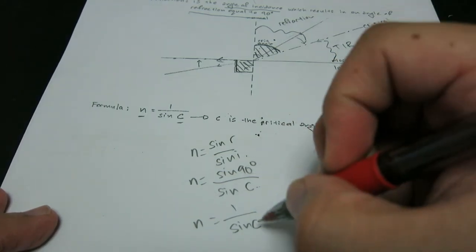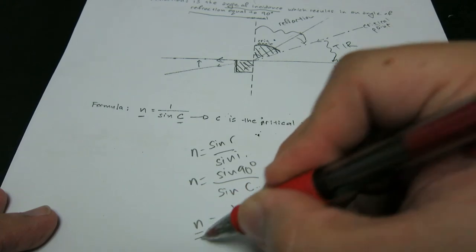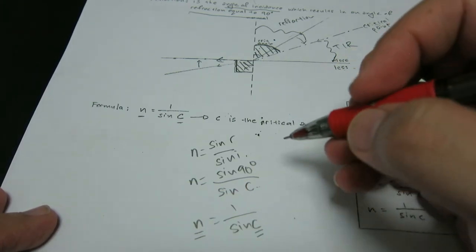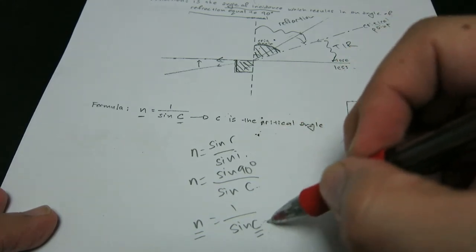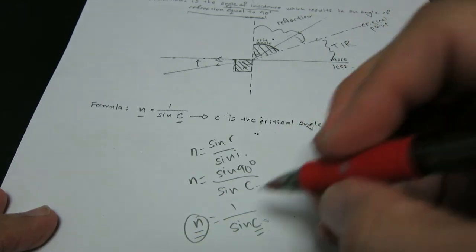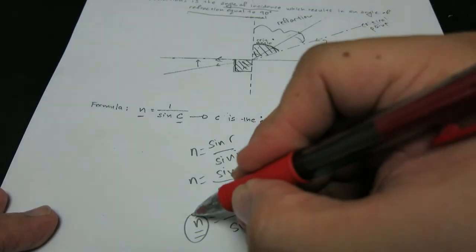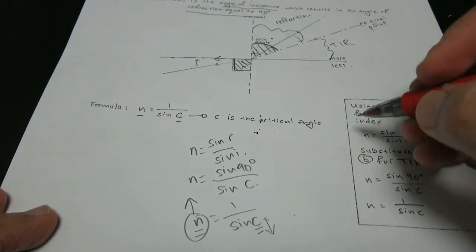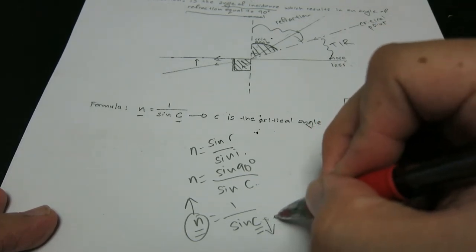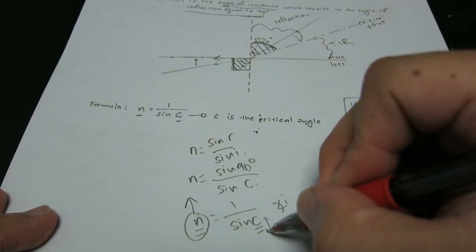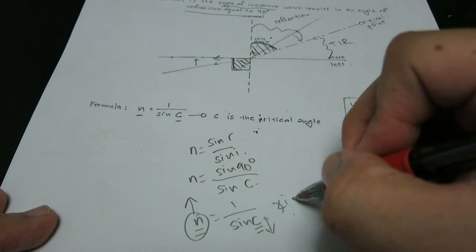Which means given any known refractive index, I can calculate the critical angle that will cause TIR to occur if I know what the medium is. In general, the higher the refractive index of the medium, the lower the critical angle. That means the lower the critical angle, the higher the chance of my angle of incidence exceeding the critical angle. So therefore, I have more TIR occurring.